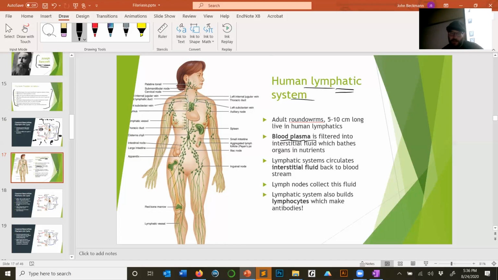And what happens when you get bit with these worms is the L3 larvae crawl to your lymph nodes, these little nodule things, okay? They crawl to your lymph nodes. And once they're in your lymph nodes, they find mates. So you need a male and you need a female. And once they find mates, they mate. They become adults, or perhaps they become adults first and then mate.